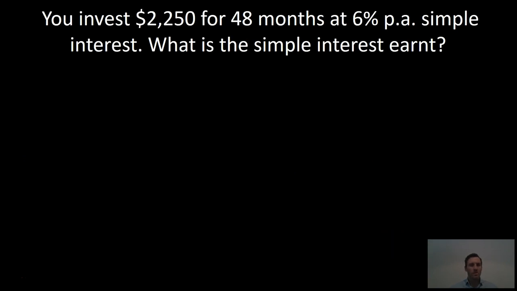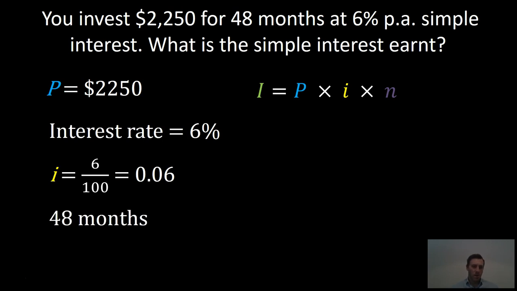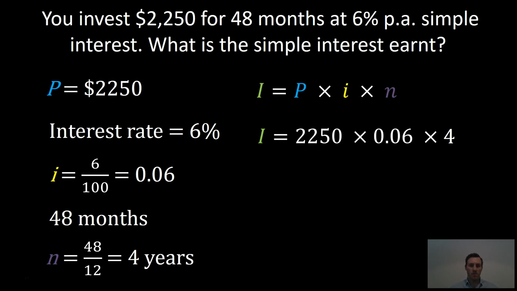Now let's look at another example. We invest $2,250 for 48 months at 6% per annum simple interest. What's the simple interest earned? This time we're going to use the formula where we convert our interest rate to a decimal first. Principal is 2,250, the interest rate is 6%. We divide that by 100 and we get 0.06. 48 months, this needs to be converted to years, so we divide it by 12 and we get 4 years. Now we can substitute those values into our formula and we solve and we get the interest is $540.